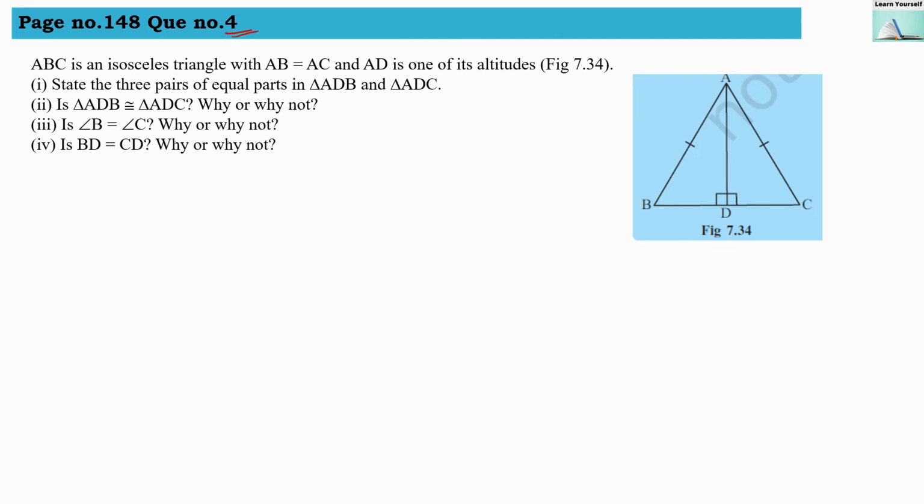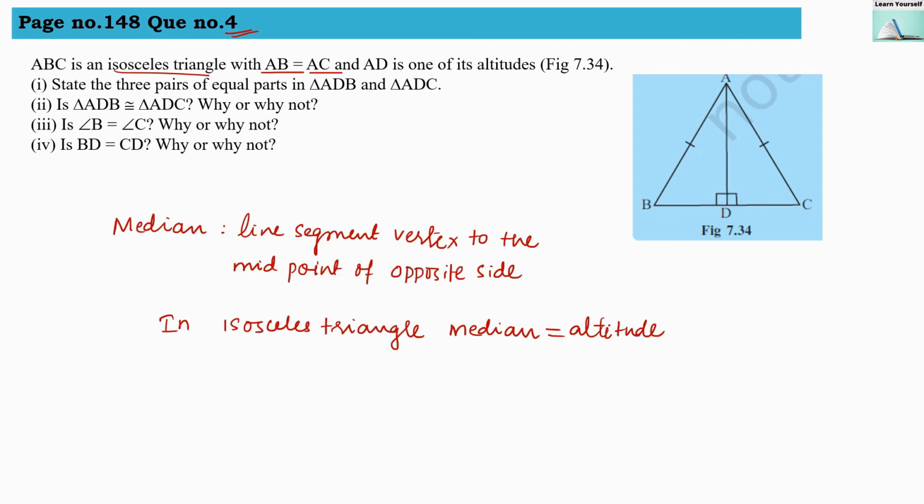Question number 4. ABC is an isosceles triangle with AB equals AC. So AB and AC, these both are equal in these two triangles. So AD is an altitude. Now in an isosceles triangle, the altitude itself will be a median. Median and altitude will be equal. That means BD is equal to DC here. AD is altitude. Now in an isosceles triangle, median is the altitude.